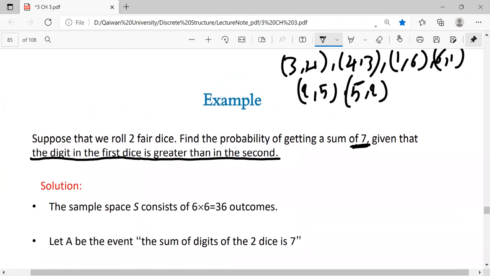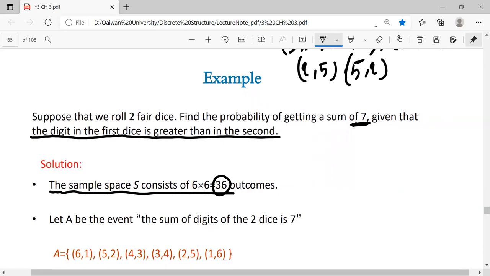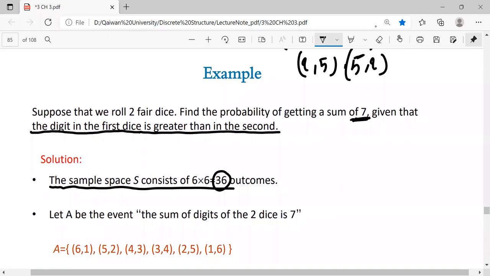Here, let the sample space be 36 elements. We have 36 elements in the sample space because in rolling 2 dice, each dice is from 1 to 6. 6 times 6 is 36, as I showed you in the above slide. Here, we have 2 events. Okay, here's conditional probability. It says, find the probability of getting a sum of 7, given that the digit in the first dice is greater than the second one.